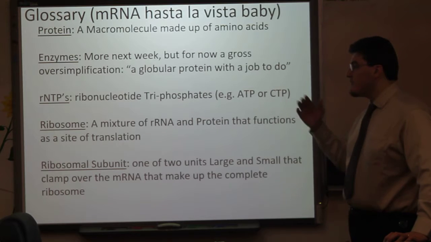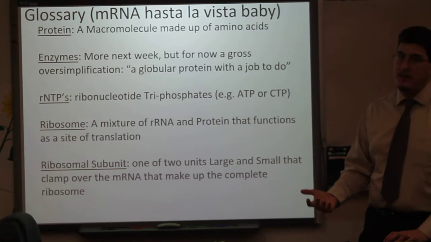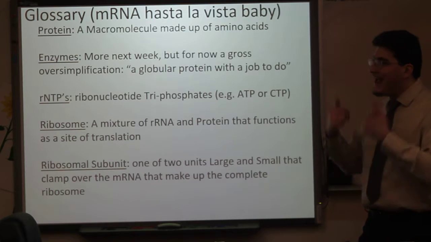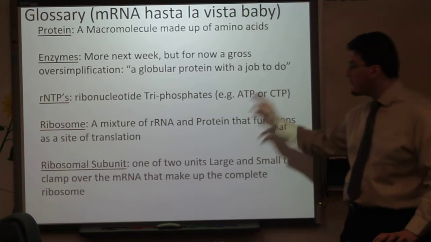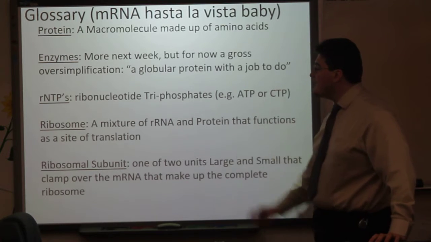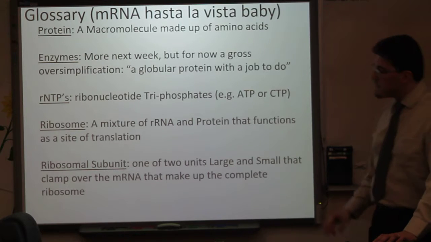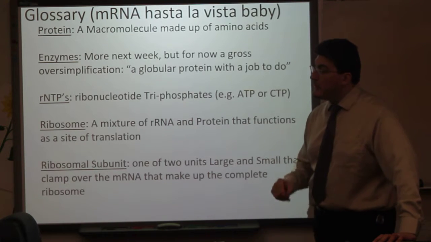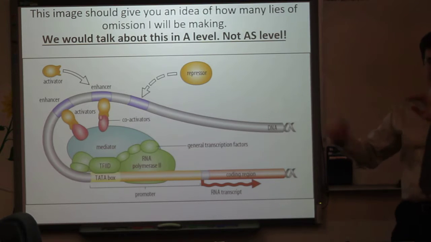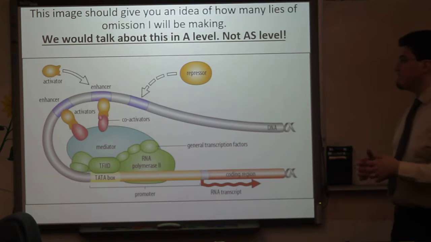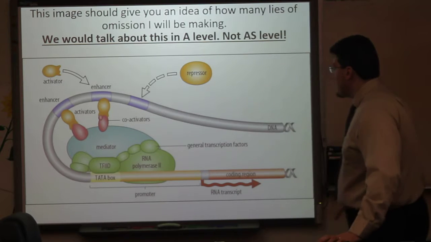Ribosomes, a mixture of rRNA and protein that functions as the site of translation. These are rRNA and protein. They have a large and small ribosomal subunit. A ribosomal subunit is one of 2 units, large and small, that clamp over mRNA that make up the complete ribosome. Now, this is an A-level topic that is fun for me, but not an AS-level topic.